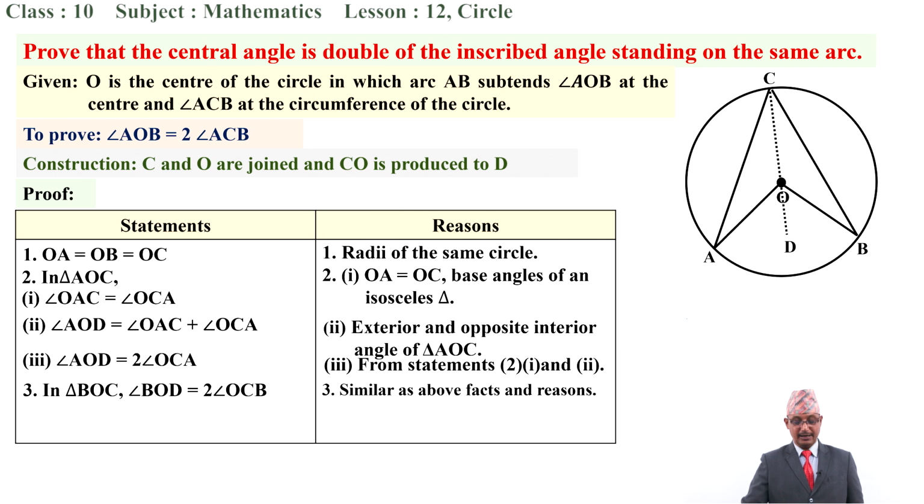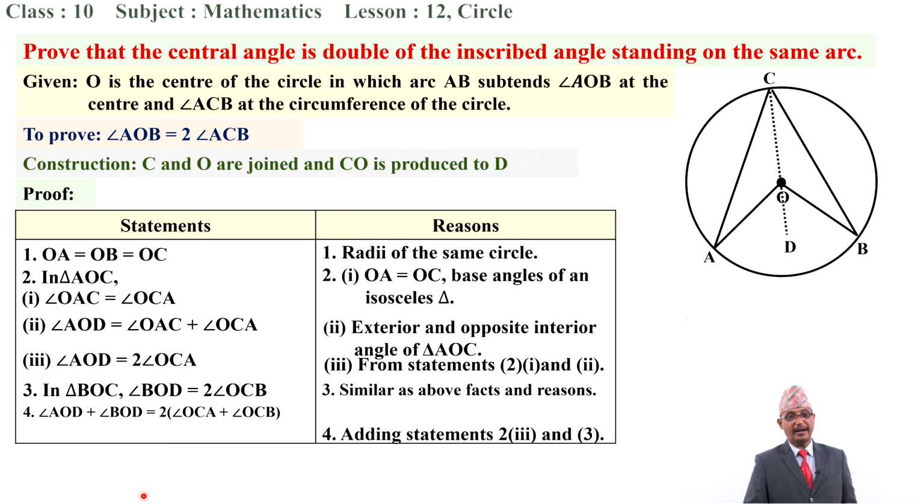Then you will get angle AOD plus angle BOD. Look here, AOD plus BOD. And if you add the right hand side, here is 2 times angle OCA, here is 2 times angle OCB, 2 is common. So 2 times angle OCA plus angle OCB. Reason: which 2 statements have we used here? 2 and then 3. So the reason is adding statements 2 and 3.